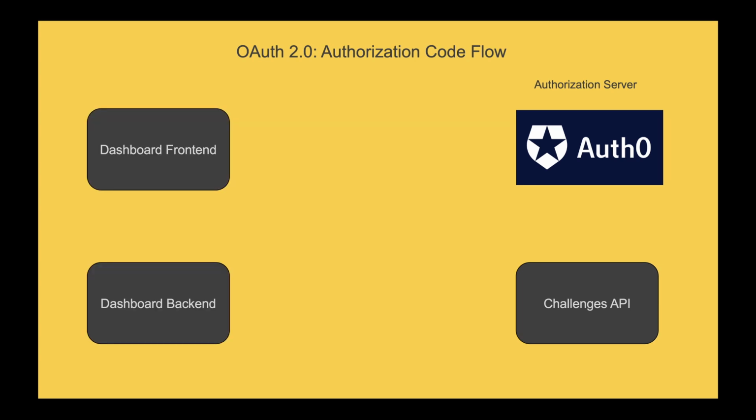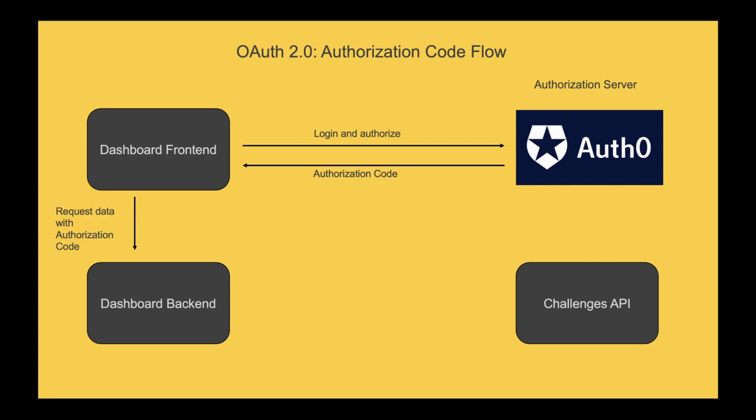So who's going to consume it? Well, we're going to be building a dashboard, a frontend, and a backend to consume this data. Now, the reason we need a frontend and a backend is because we need both a front channel and a back channel to do the authorization code flow in a secure manner. So the dashboard frontend is responsible to get the user to log in and authorize, and Auth0 is going to give us back an authorization code. We are going to use that code, send it over to the dashboard backend, and the dashboard backend is going to use that and exchange it for an access token.